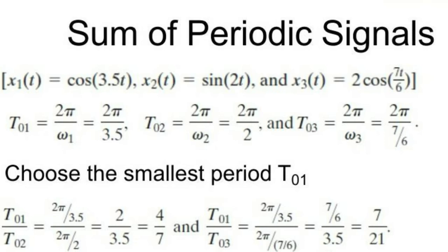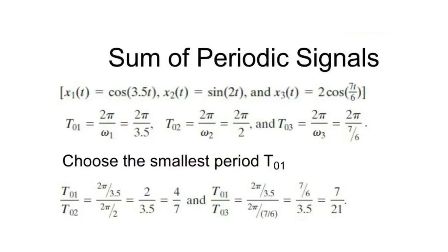For doing this problem, നമ്മൾ എന്താ ചെയ്യുക വെച്ചാൽ നമ്മൾ ഓരോ സിഗ്നലിൻ്റെയും ഇൻഡിവിജ്വൽ ടൈം ഡ്യൂറേഷൻ കാണും. സപ്പോസ് ദ ടൈം ഡ്യൂറേഷൻ ഓഫ് cos 3.5t is represented by T01. For that portion, omega 1 is equal to 3.5 radian per second. So we get T01 equal to 2 pi divided by 3.5, that is equal to 4 pi divided by 7.